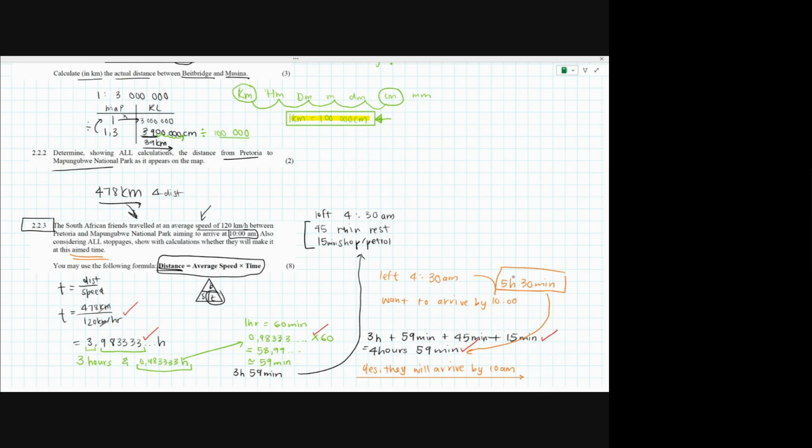sorry, my brain just stopped. You get a mark for taking into account what the time would be if you left at 4:30 and arrived by 10, how much time is allocated to your travel in that time period. And then you get your mark for saying that, yes, they will arrive on time. You actually get 2 marks here, sorry. 2 marks for taking into account. You don't have to have done this calculation in terms of when they left and when they arrived by like this.